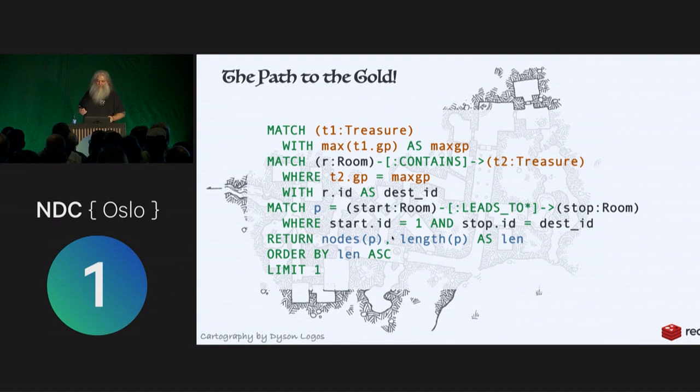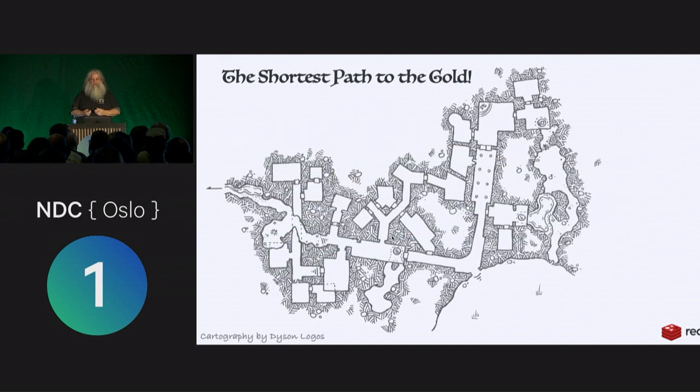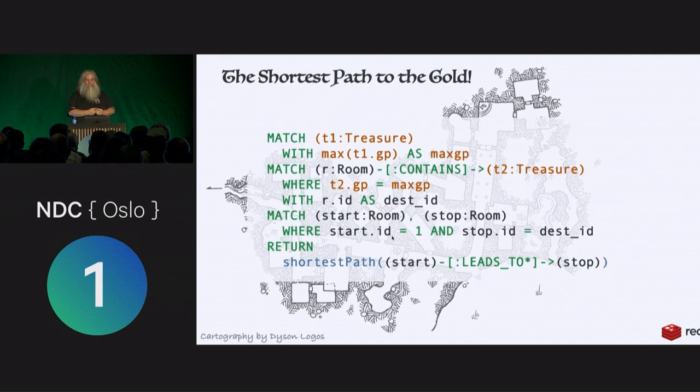Now, this is not the most efficient way to do this, because it ends up having to query every path in the dungeon to get there. There's actually a shortest path algorithm that we can use instead. So this does a very similar thing, but instead of just filtering our data, we're actually going to call a shortest path algorithm in Redis graph to say, from start to stop, give me the shortest path there. And this runs about an order of magnitude faster.